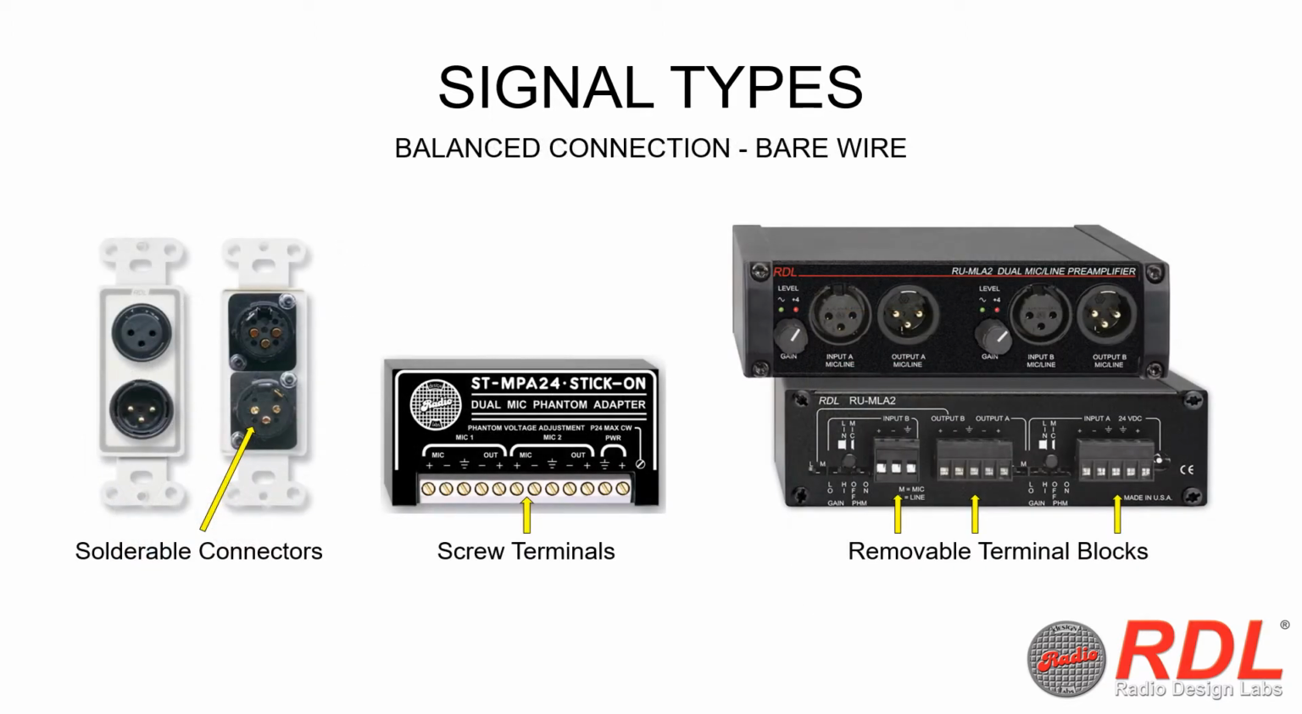Bare wire connections are very common in commercial audio today. The three standard connectors used are solderable connectors, which allow you to fuse wires to each device, screw terminals, which provide locking screw clamps, and removable terminal blocks, which are similar to screw terminals yet detached from their devices to help simplify the wiring process. Removable terminal blocks are also known as Euro blocks or simply terminal blocks.